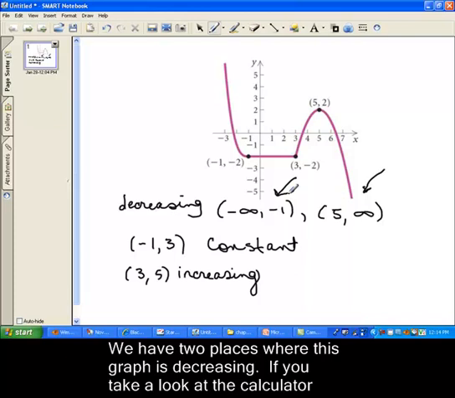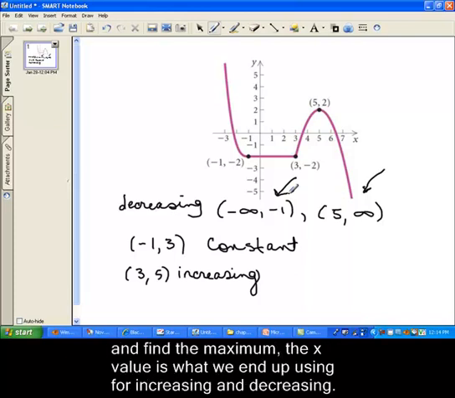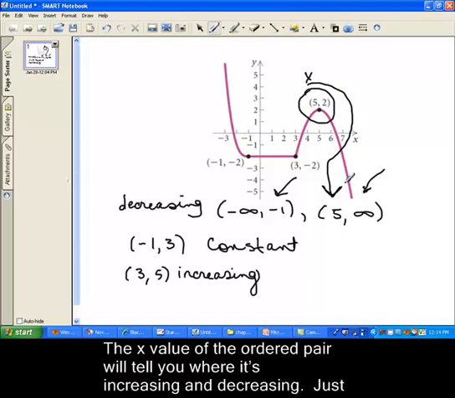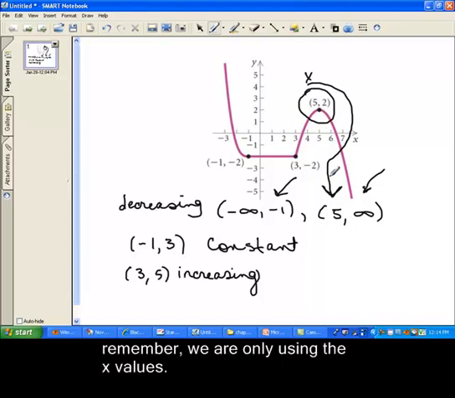If you take a look at your calculator and you find the minimums and the maximums, let's say, the maximum of this one on your calculator, and you see that point there, if you notice, the X value is what we end up using when we write where it's increasing or decreasing. So if you're looking at your minimum and your maximum, the X value of that ordered pair will tell you where it's increasing or decreasing. Just remember that you want to always use the X values.